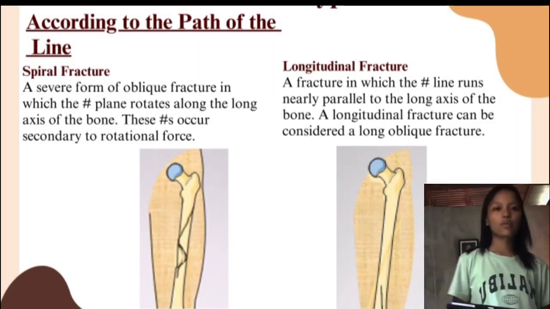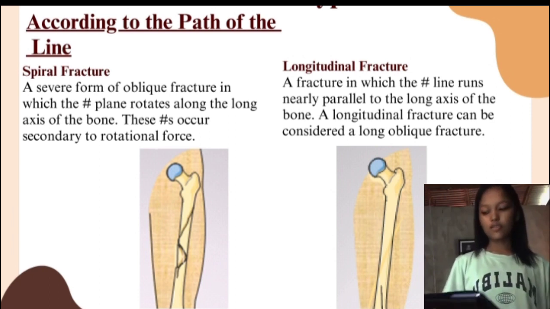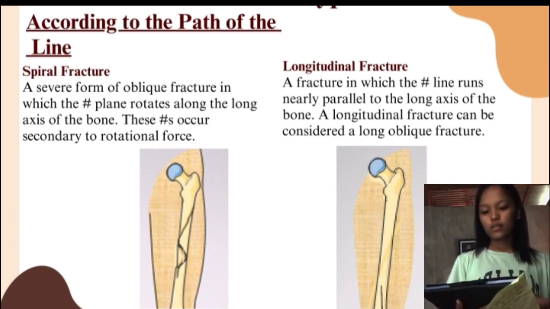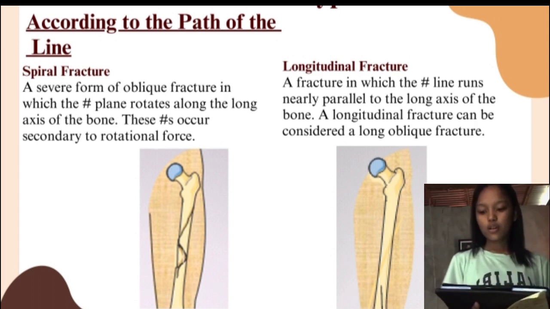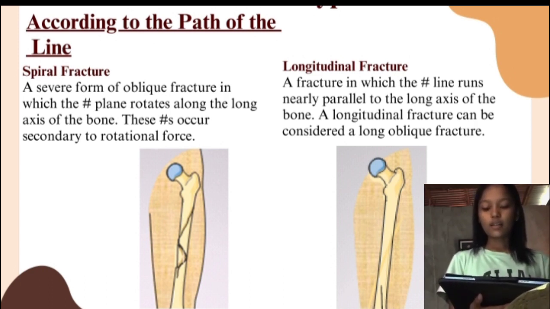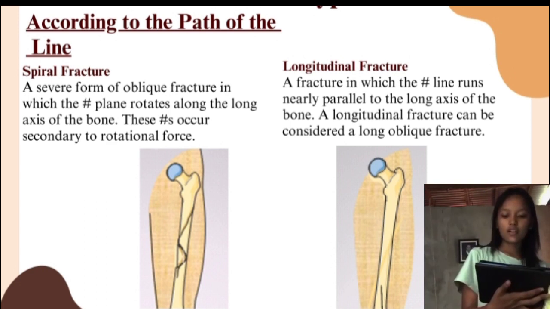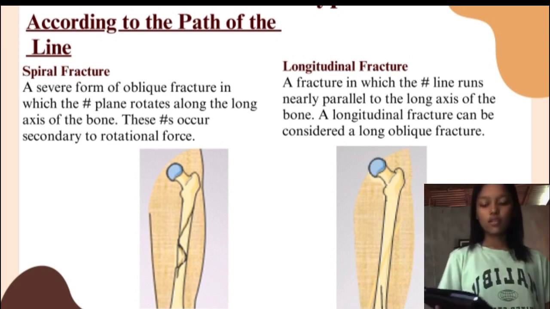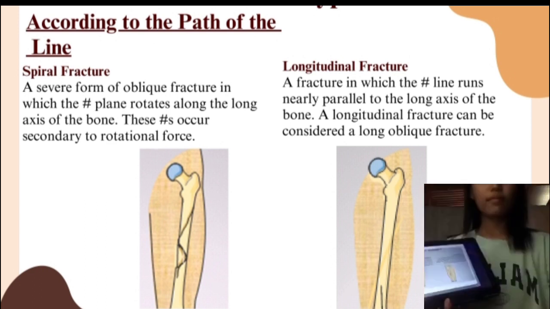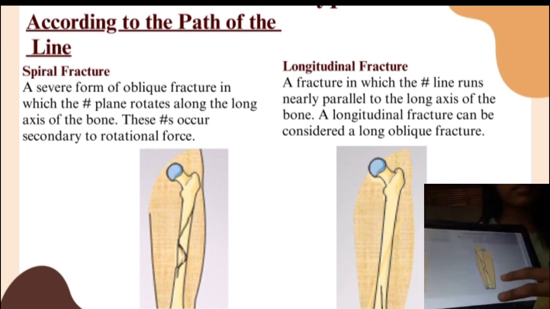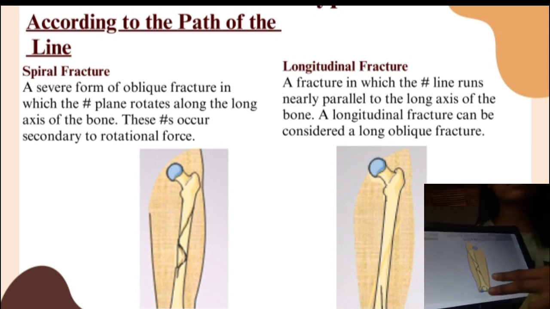The last one that I will be discussing is the spiral fracture. So the spiral fracture, a severe form of oblique fracture in which the plane rotates along the long axis of the bone. These fractures occur secondary to the rotational force. So ganito siya. Ganyan. Ito. Yan. So, malala siya.